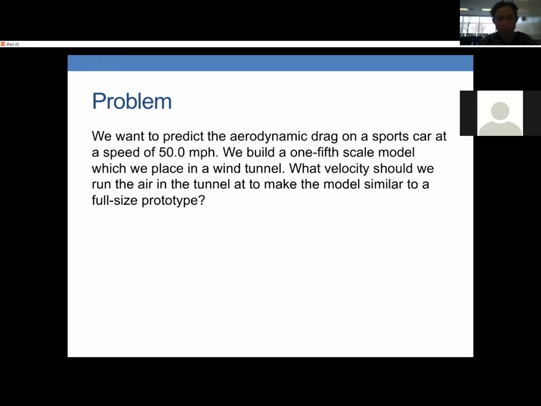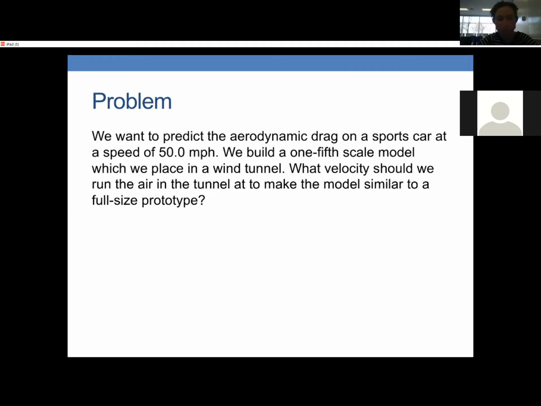Joseph Tolley. Hello there, Joseph. Hi. So remember what similar means. Similar means that if all the pi groups are the same, then they're similar. So how do you think we are going to pick the velocity for this wind tunnel to make the cars similar? I'm thinking it'll be 1/5 of the actual sports car.